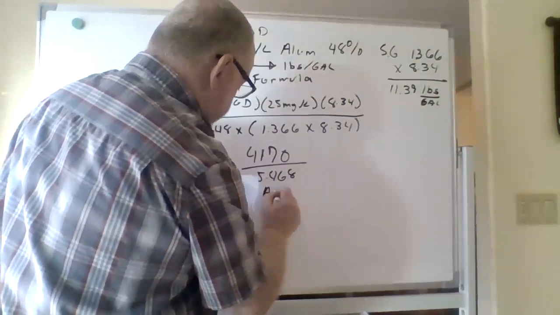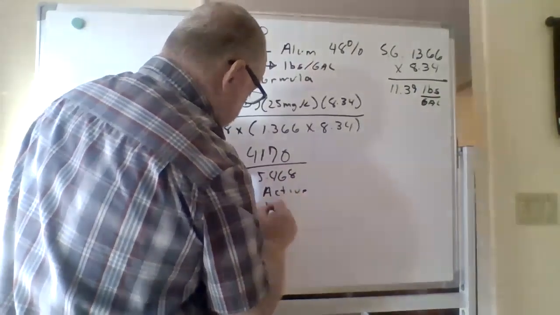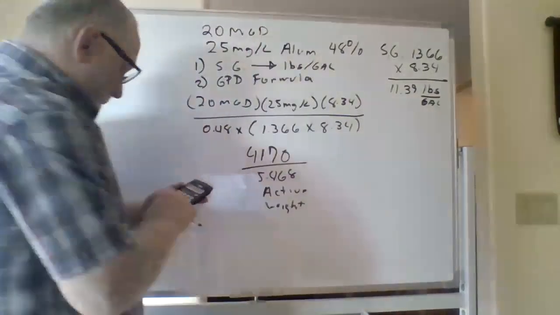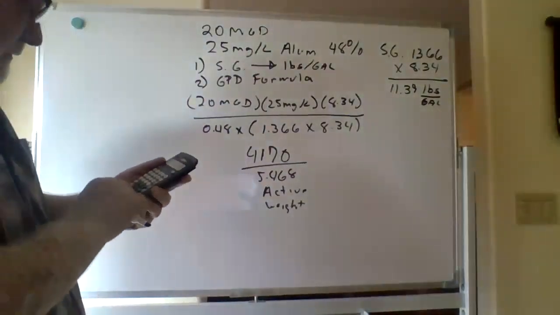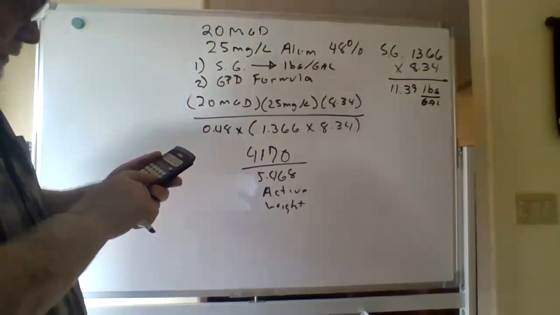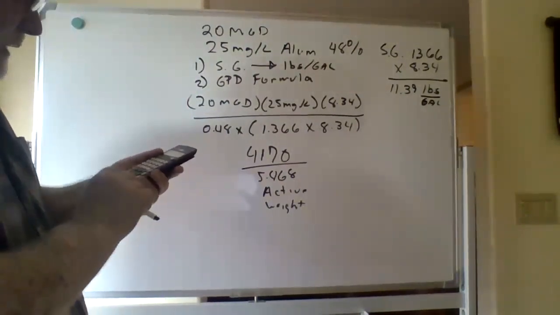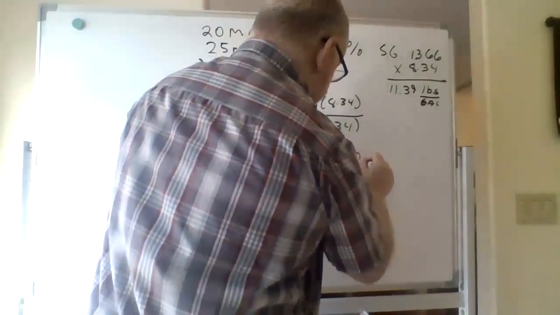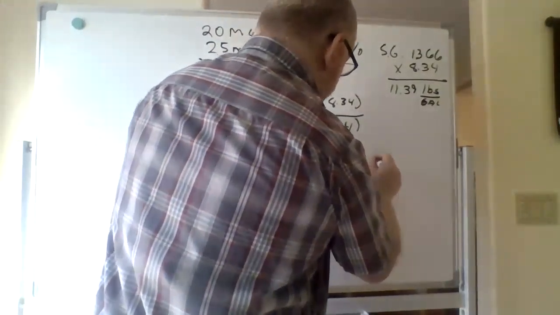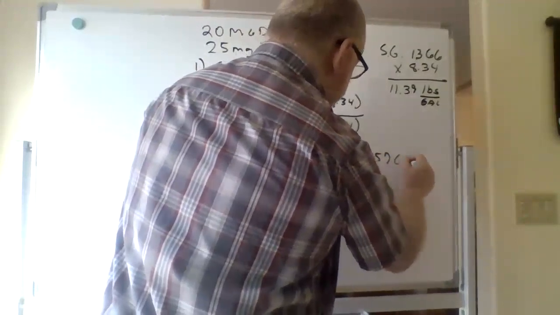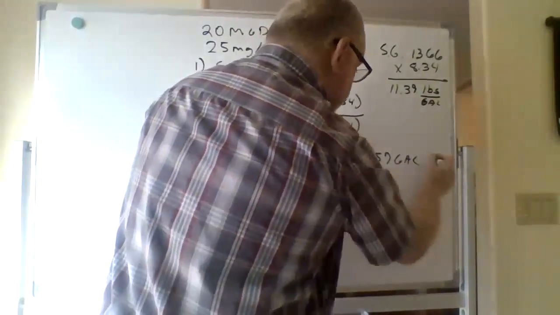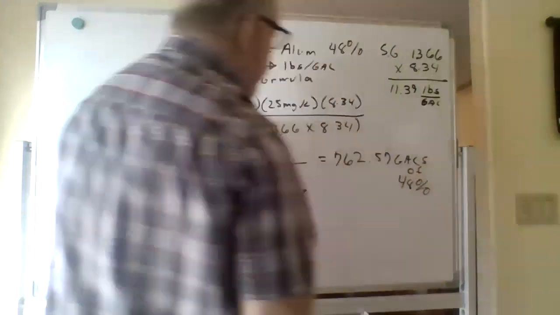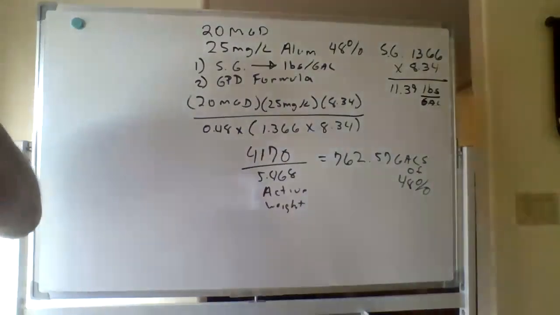48% as a decimal number times 1.366, 8.34 says 5.468. And again, this is known as active weight. I don't know that you'll see an active weight problem on a state exam, but it is active weight. So 4170 divided by the active weight says that I'm going to need 762.57 gallons, 48% solution to make it happen.